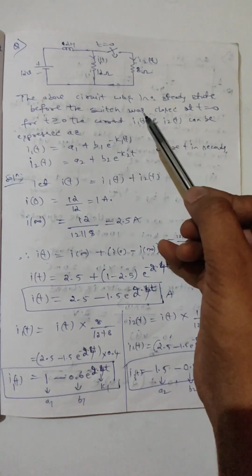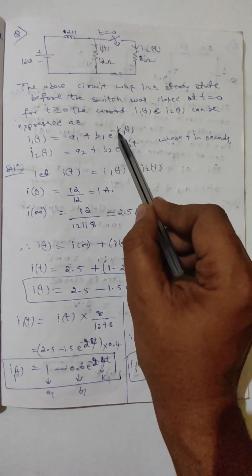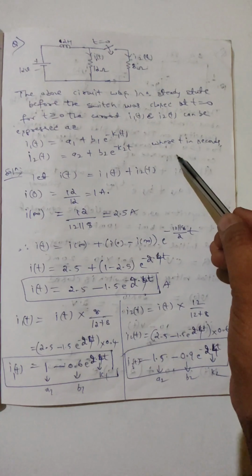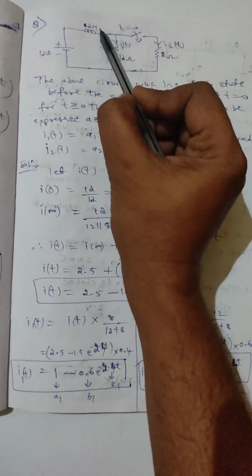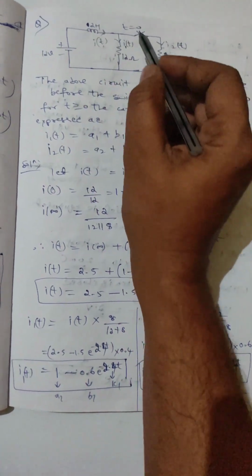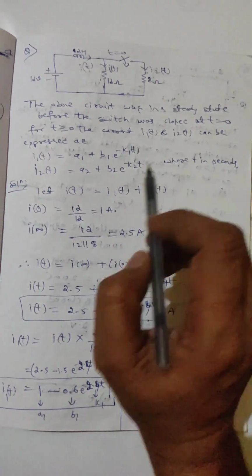For t greater than 0, they gave I1 of t and I2 of t equations: A1 plus B1 e power minus K1t, A2 plus B2 e power minus K2t, where K1, K2 are the roots, where t is in seconds. Let's apply KCL at this node. Some current I of t passing here. Parallel circuit: if the switch is closed, these two become parallel. So I can write I of t is equal to I1 of t plus I2 of t.